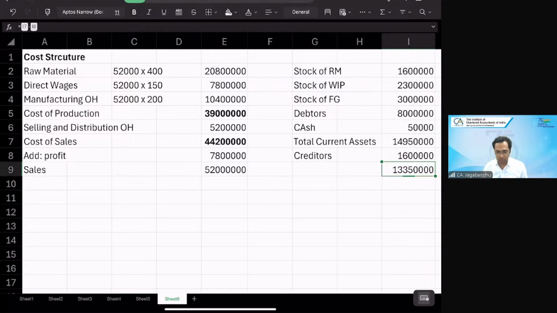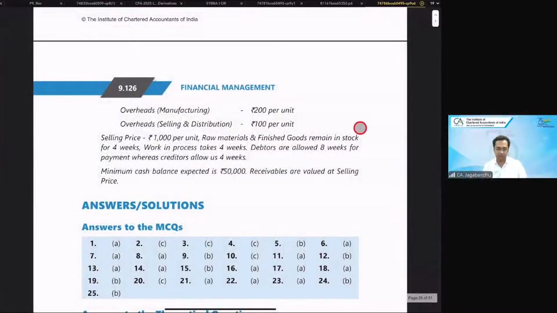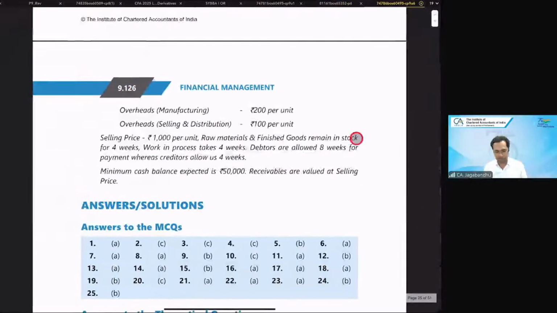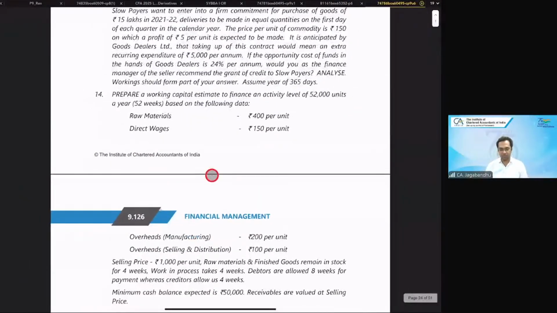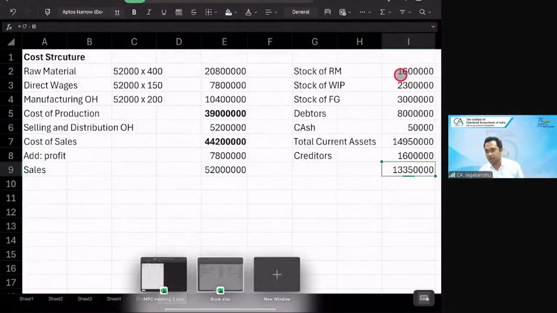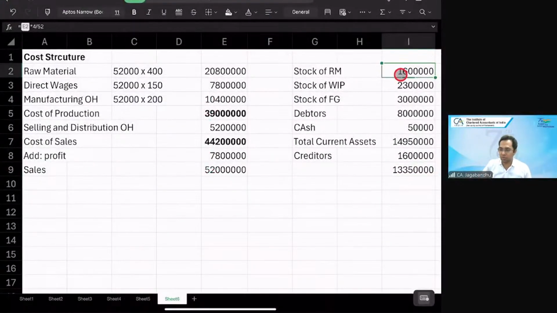But we know closing stock, but is the question saying it's a new company? No, right? The question is not saying it's a new company. So our assumption will be whatever is the stock of raw material, that itself was there in the opening also. If the question would have said that it's a new company, then we would have assumed that opening stock is 0. Got it?